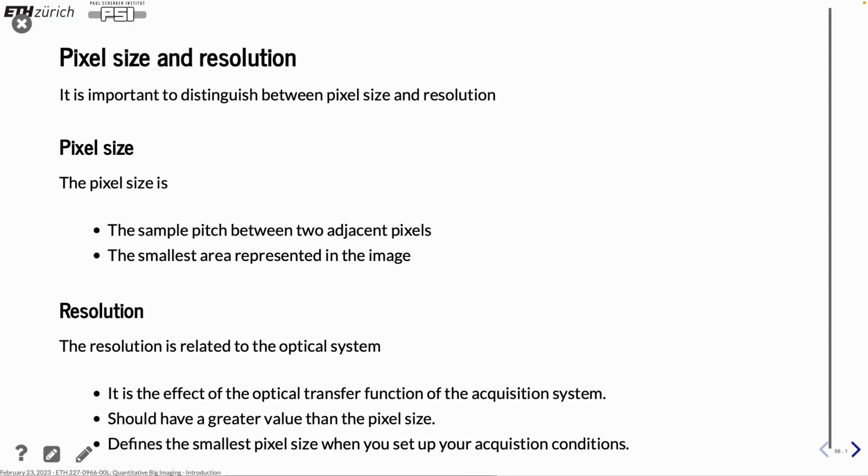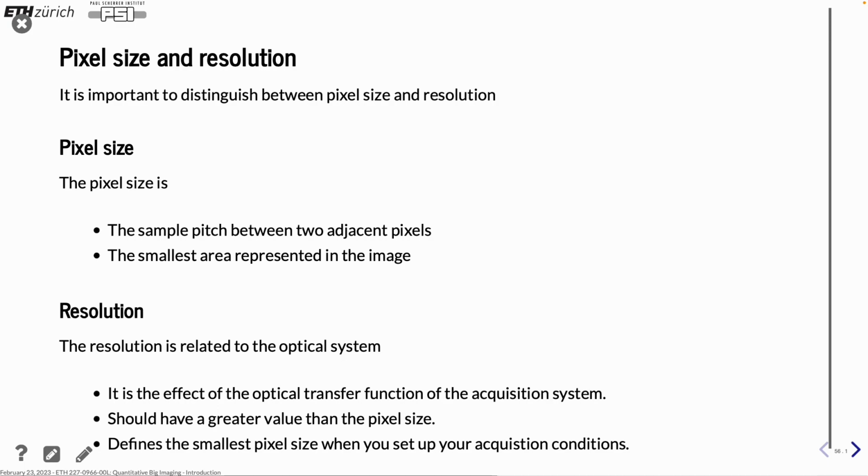And important is to distinguish between pixel size and resolution. That's confused in many commercial products too. People talk about this screen having a resolution of 4K or whatever. That's not the resolution. It's actually the pixel pitch, or rather the pixel size and pixel dimensions. So the pixel size is the pitch between the pixels on the grid. And it's also representing the smallest area you can represent in the image.